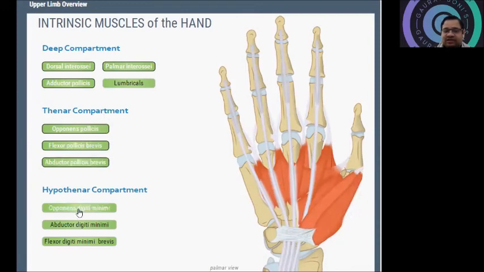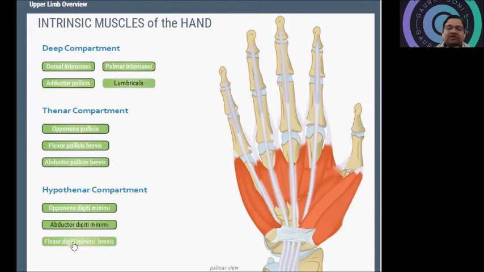And for the hypothenar, you can see everything will be connected with the digiti minimi or the little finger. The opponens digiti minimi, abductor digiti minimi, and flexor digiti minimi brevis. You can see some names, there are longus and some are brevis. Longus means which are longer in length, and brevis simply means they are shorter ones. So shorter ones are mostly in the palm region, and longer ones are coming from the forearm region.